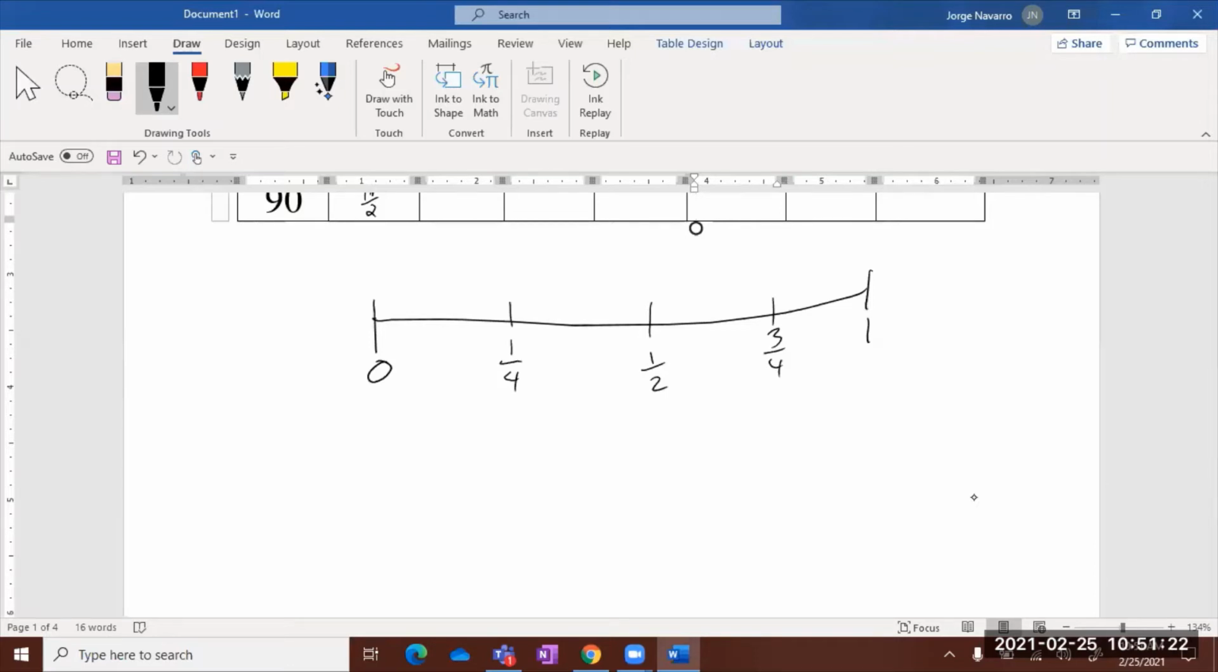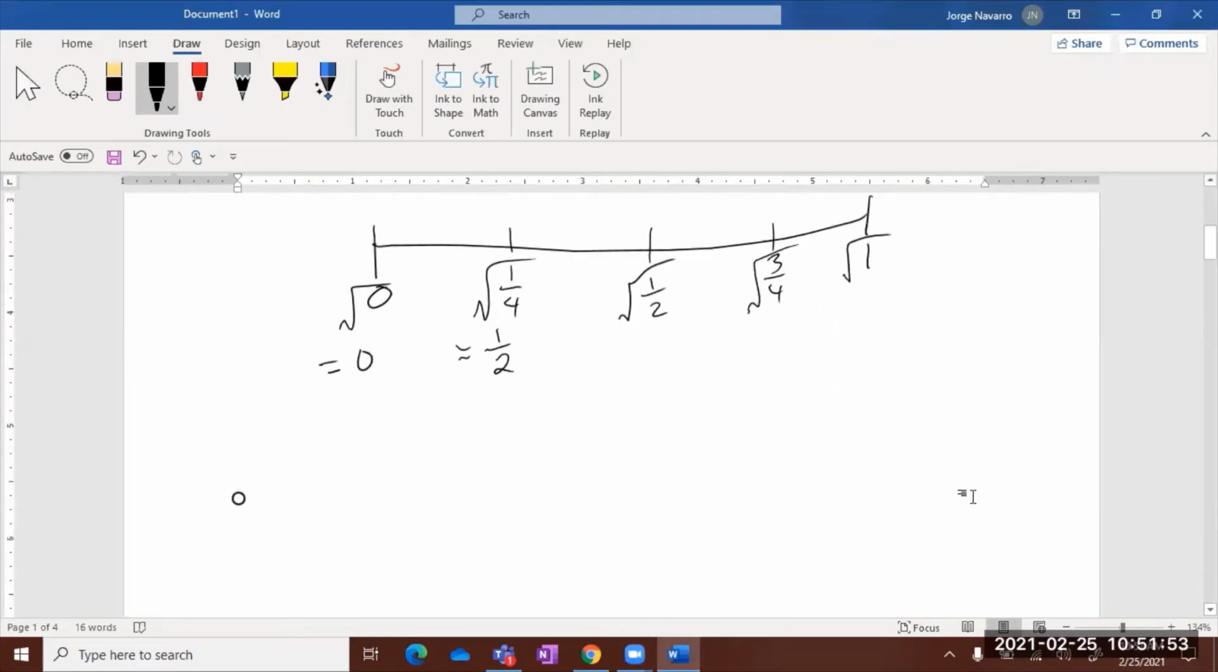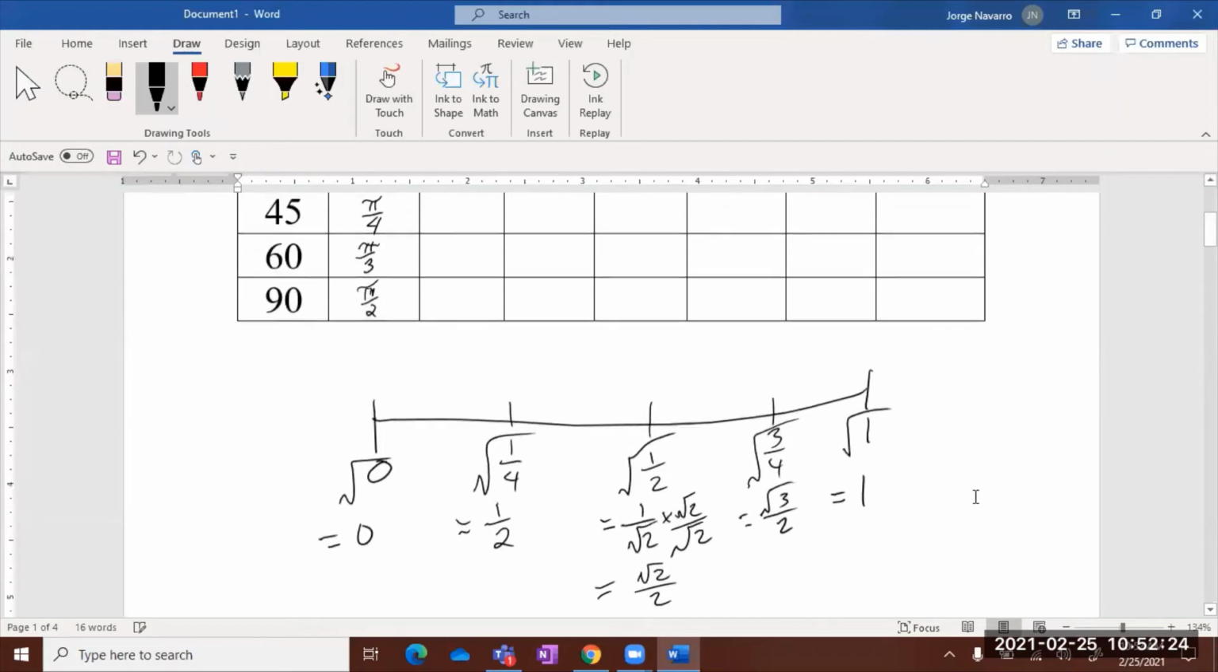But remember that trigonometry deals with surds, which means that if I square root each value, what will I get? Well, the square root of 0 is 0, right? The square root of 1/4 would be a half. Do you agree? The square root of this would be 1 over root of 2, which of course we have to rationalize, and we will get root 2 over 2. 3/4 would then be root of 3 over 2. And then the root of 1, well, is obviously 1.